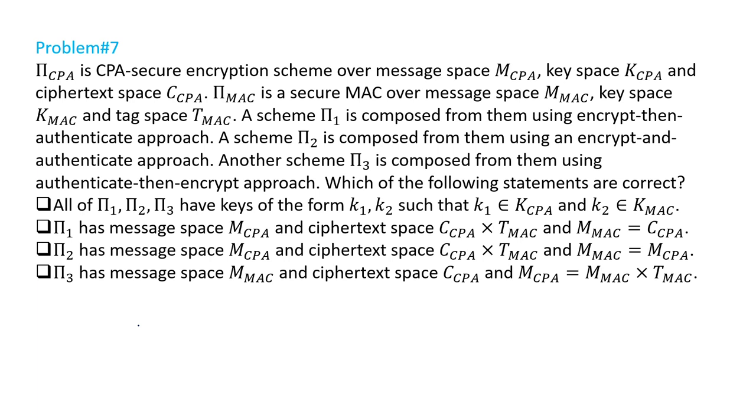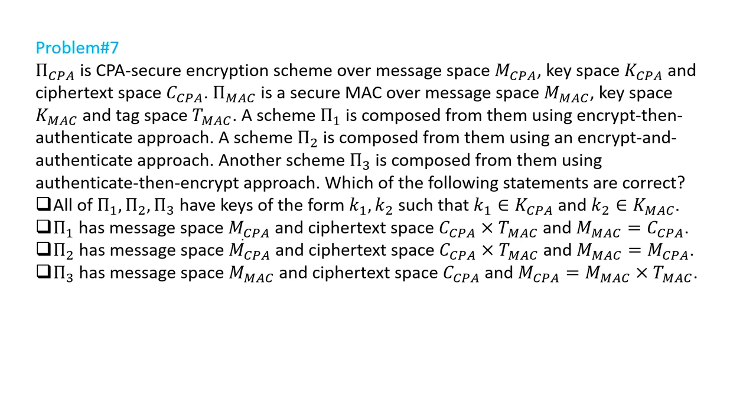Okay, so I think I should discuss this. All of pi 1, pi 2, pi 3 have keys of the form k1, k2 such that k1 belongs to K CPA and k2 belongs to K MAC. This is true, right? For the CPA encryption scheme, you independently choose the encryption key from the corresponding key space, and for the MAC scheme also you choose the MAC key from the key space of the corresponding MAC scheme. So this is true.